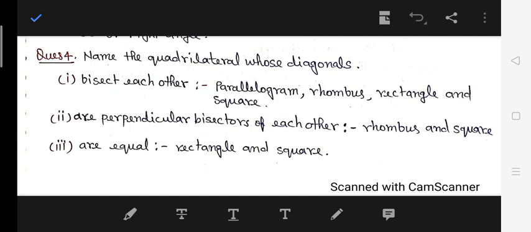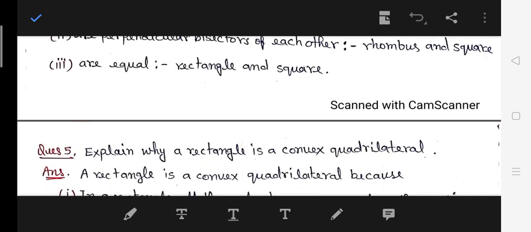Now name the quadrilateral whose diagonals are equal. Third part is you need to name the quadrilateral whose diagonals are equal. So students, in the rectangle and square both diagonals will be equal. Rectangle and square are the quadrilaterals where both diagonals will be equal.